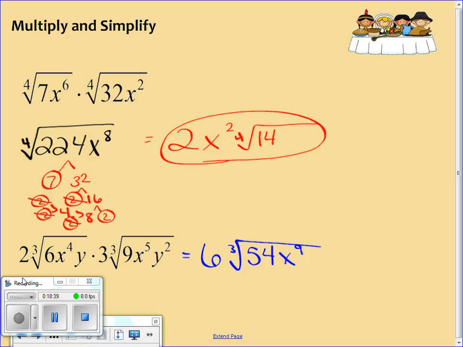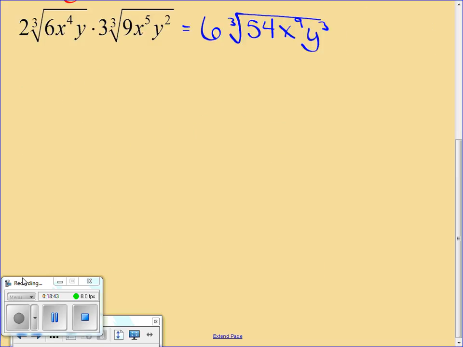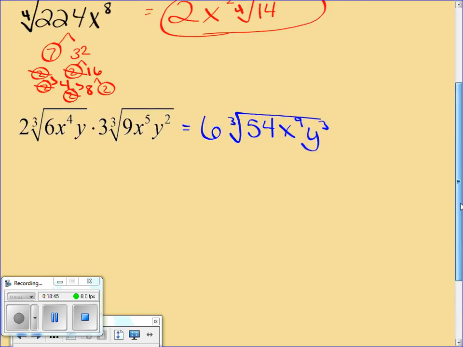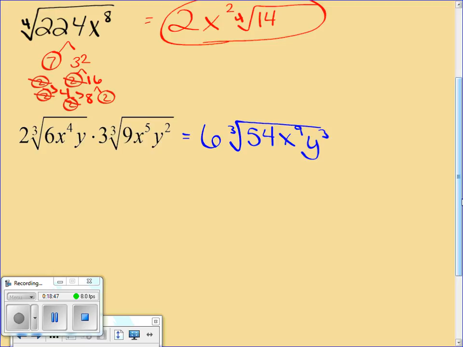Y to the what? 3rd, good. Whoa, shot way up there. All right, cubed root of 54. Not pretty? So no, not pretty. All right. 6 and 9. 2 and 3. 3 and 3.